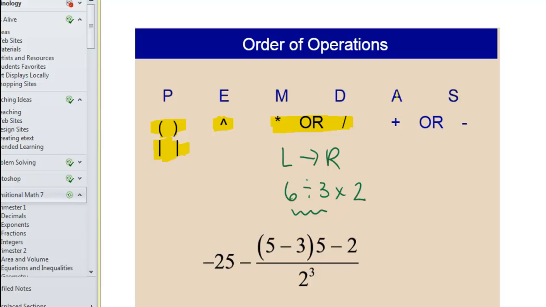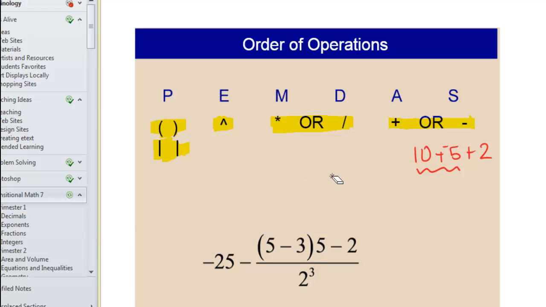And last, we complete addition or subtraction, again working from left to right. So if I have 10 minus 5 plus 2, I'm going to complete my subtraction first and then add. Of course, we change all subtraction to addition, and once you have all addition, it doesn't matter what order you add things in. So let's look at a couple of examples. I'll have you complete them and then check and see how you did.